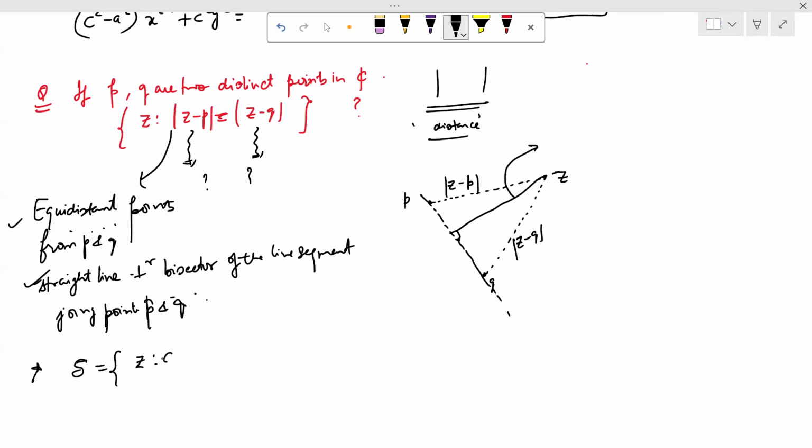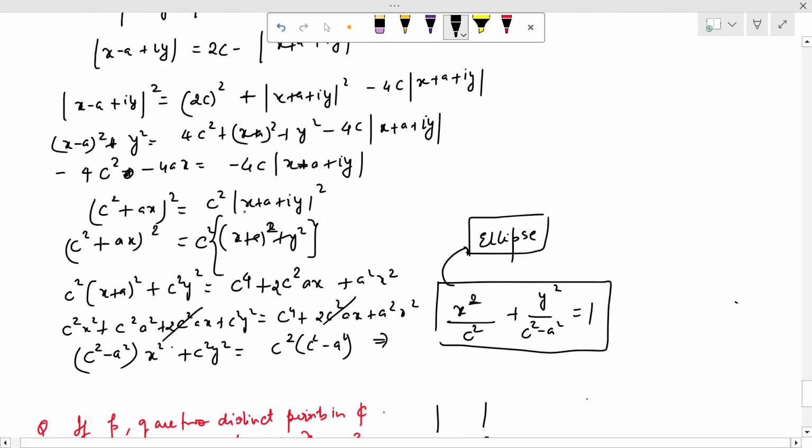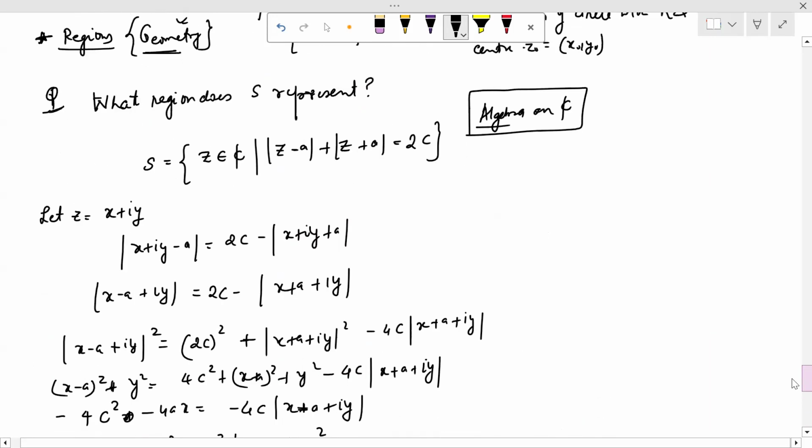Okay, similarly, I am writing one like this: the set S such that Z belongs to C such that modulus of Z minus A minus modulus of Z plus A is equal to 2c. This represents what? This represents a hyperbola. I am not expressing this fully, but you can do the same steps as before, and then you can find the ellipse.